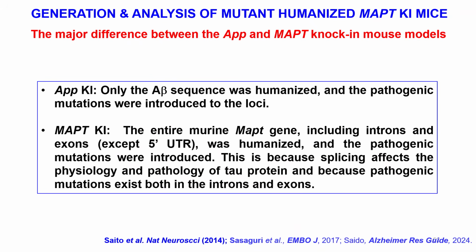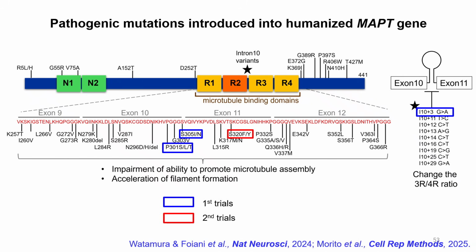We thus generated and analyzed mutant humanized MAPT knock-in mice. Here is the major difference between the APP and MAPT knock-in mice. In APP KI mice, only the A-beta sequence was humanized, and the pathogenic mutations were introduced to the loci. In MAPT KI, the entire MAPT gene was humanized, and the pathogenic mutations were introduced because mRNA splicing affects the physiology and pathology of tau protein, and because pathogenic mutations exist both in the introns and exons. By the knock-in strategy, we intend to avoid the overexpression artifacts.